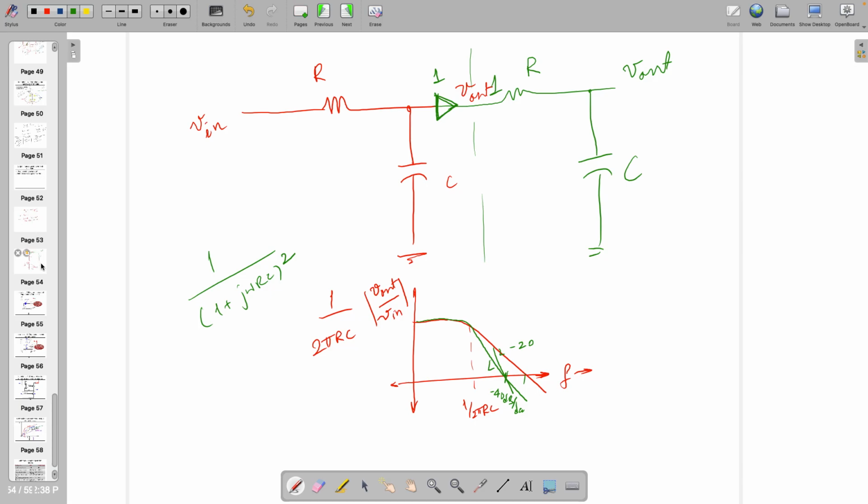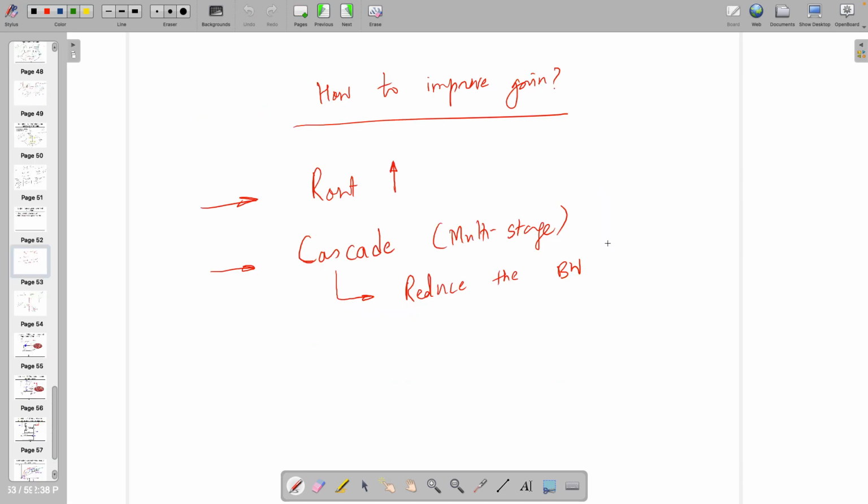So, if you are adding the stages, it's going to reduce the bandwidth. We do not want that. We want something which is going to give you improved Rout with the same bandwidth. That is only possible with the cascode. But we already did this. Cascode is giving you very high Rout, and bandwidth is also the same. It's not changing as you are getting with the single transistor. So that is what we are doing.